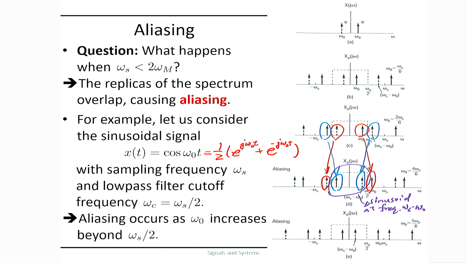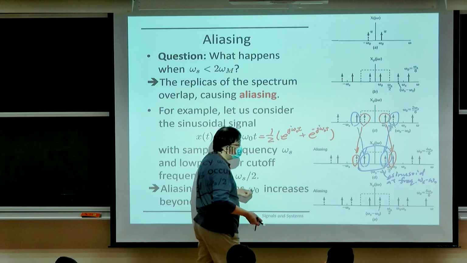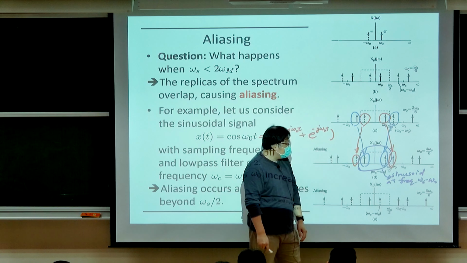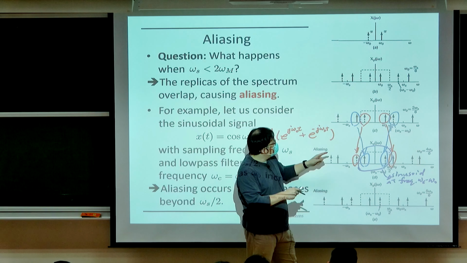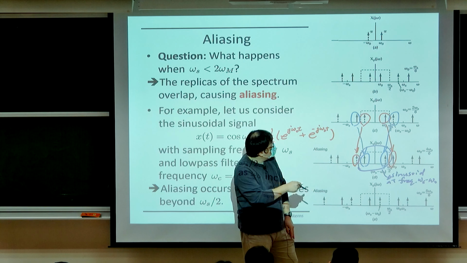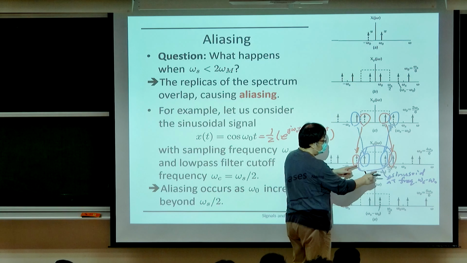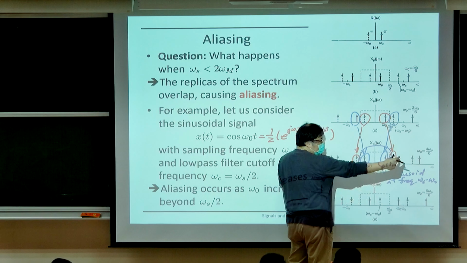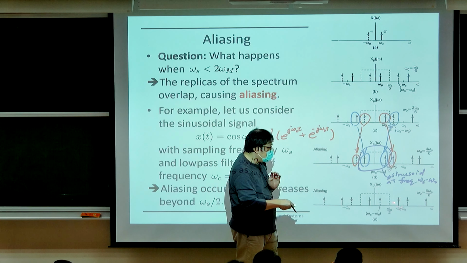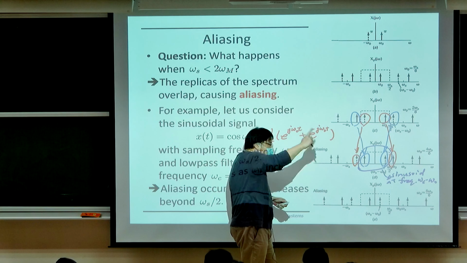Okay? And this is the same if you increase it even further. Right? So this is increasing even further. So, for example, if you compare this case with its original spectrum, right? Originally, omega naught is at a very high frequency, meaning that you have a sinusoid that oscillates really fast.